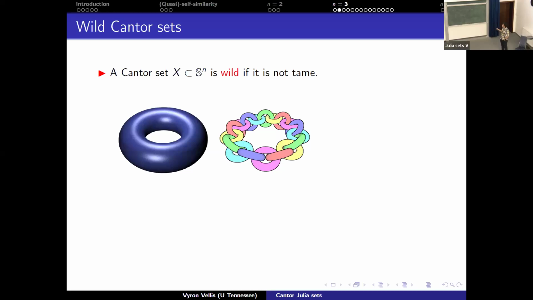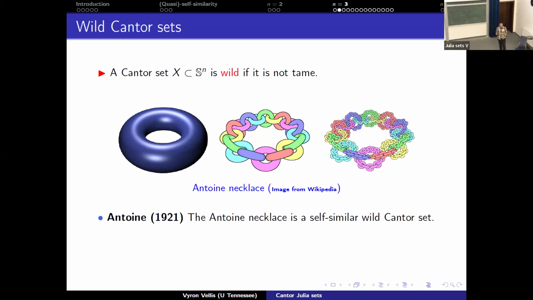And now you play the same game. Inside each one of these solid tori, you put another chain of solid tori in the same fashion, and you get that. And you continue. Okay. The limit set is a Cantor set. It's self-similar. It's easy to prove it's self-similar. I mean, the whole set is just a union of these copies. And Antoine proved in 1921 that this is wild.